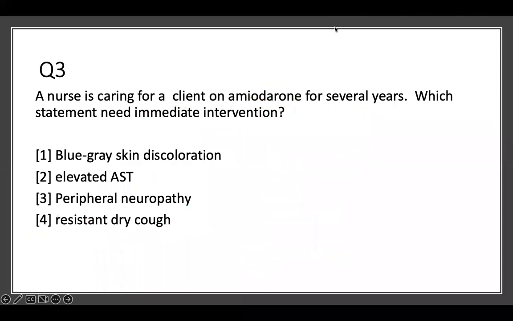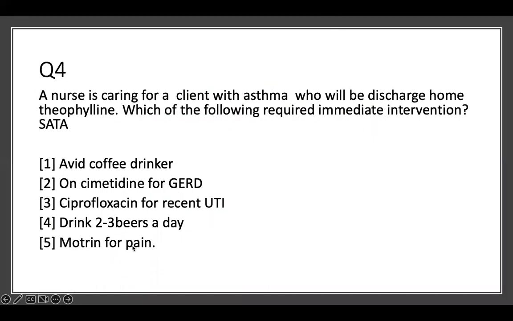So let's see, we have one more, and the last one. It's a SATA in prioritization, right? So a nurse is caring for, so what is our ask? Which of the following needs immediate intervention? Something we have to intervene on. A nurse is caring for a client with asthma who will be discharged home with theophylline. Which one needs intervention? Before you answer your question, come up with your content.